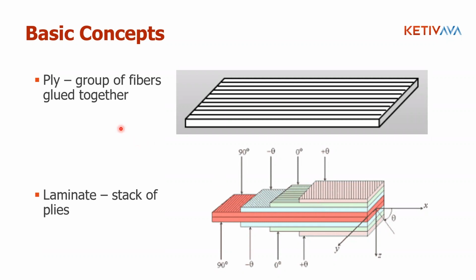So basically, in composite, you have plies, which is a group of fibers that are glued together, and these will form a layer. And then you have the laminate, which is nothing more than a stack of plies. So in a composite material, you're going to have a stack of plies, and each layer, each ply, will be comprised of a certain material. So each ply could be a different material.